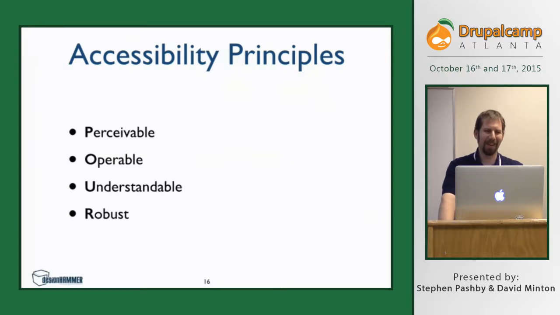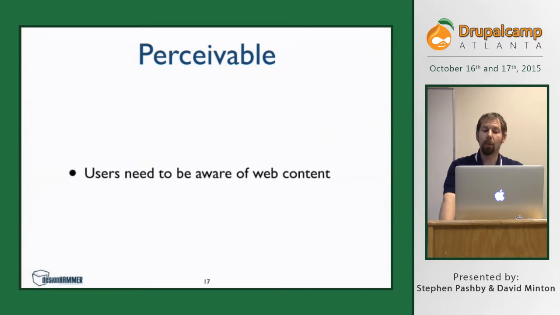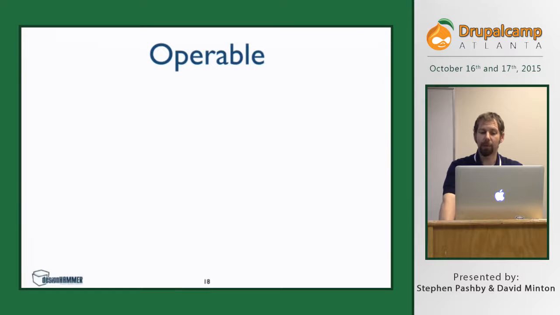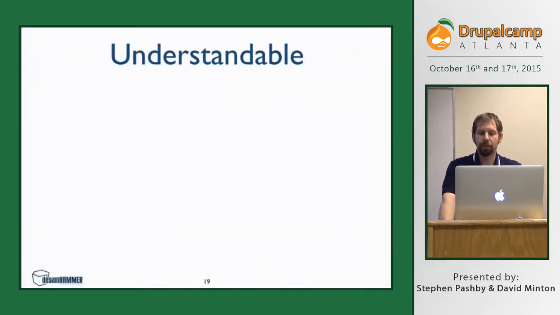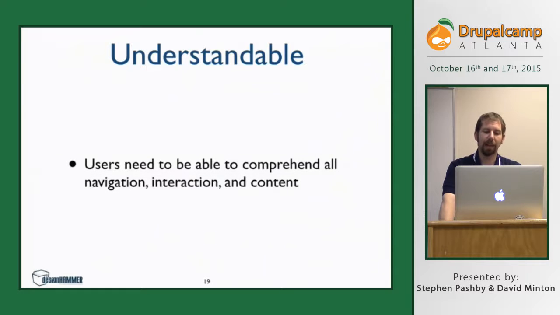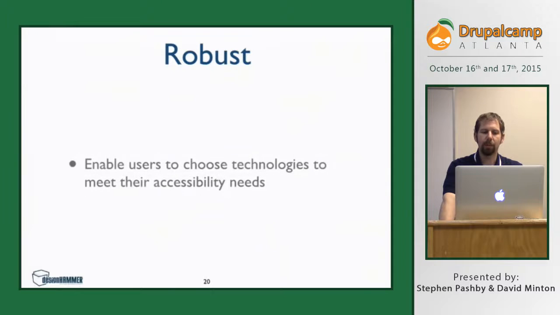So back to POUR. Perceivable, operable, understandable, robust. So perceivable. Users need to be aware of web content. So they need to be able to perceive it. Operable. Users need to be able to navigate, find, and interact with web content. Understandable. Users need to be able to comprehend all navigation, interaction, and content. And robust. Enable users to choose technology to meet their accessibility needs.